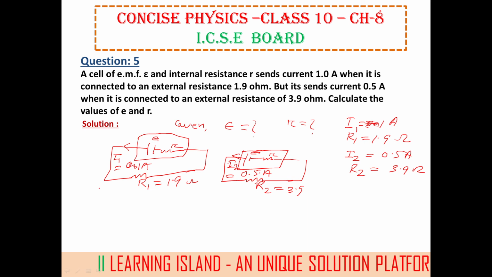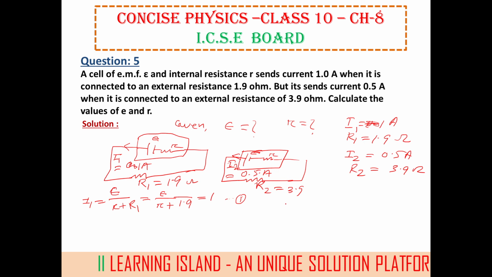So we have to find out the value of EMF and internal resistance. In the first case, if I consider the total current, I1 will be epsilon, that is EMF, divided by small r plus capital R1. On simplification I am getting E by small r plus 1.9, and this is equal to 1 ampere. So this is equation number 1.